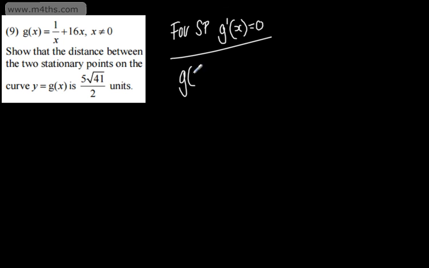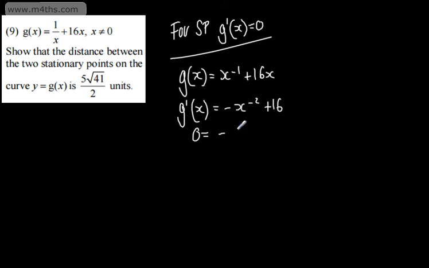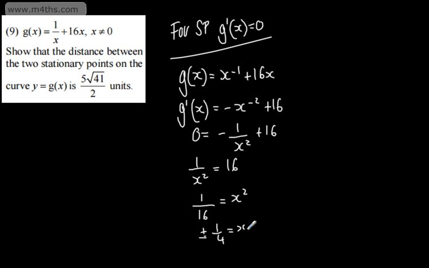So what I'm going to write is g of x is going to be equal to 1 over x, which is x to the negative 1, plus 16x. So g dashed of x is going to be negative x to the negative 2 plus 16. So 0 is going to be equal to negative 1 over x squared plus 16. Rearranging and solving for x, 1 over x squared is equal to 16. 1 over 16 is equal now to x squared. So x is going to be equal to plus or minus 1 over the square root of 16, which is going to give us 1 over 4.